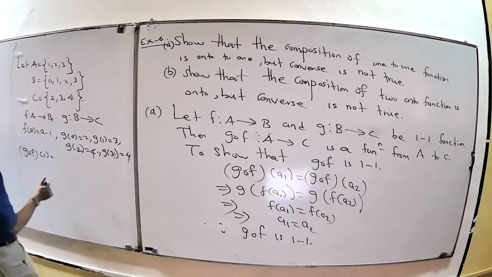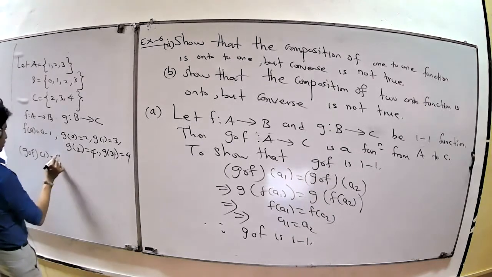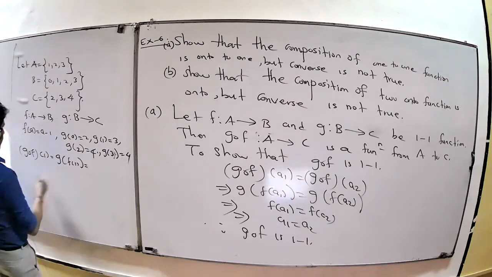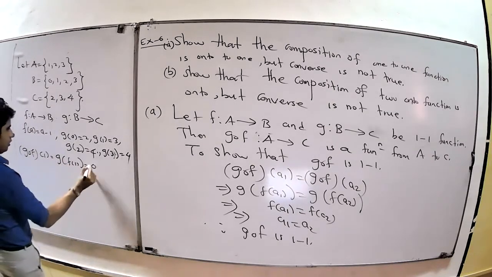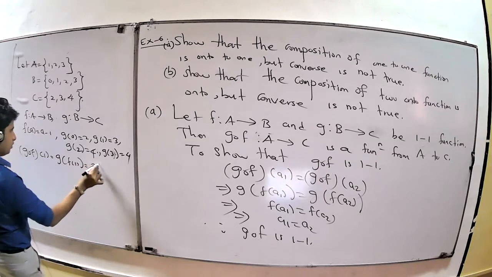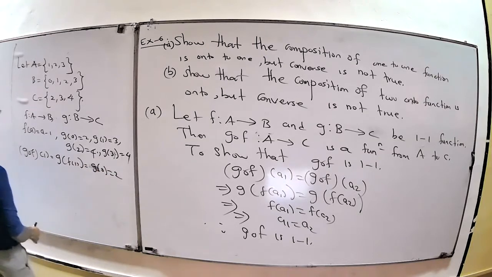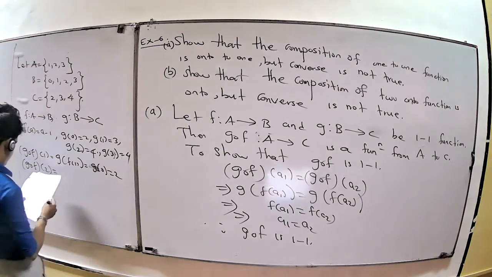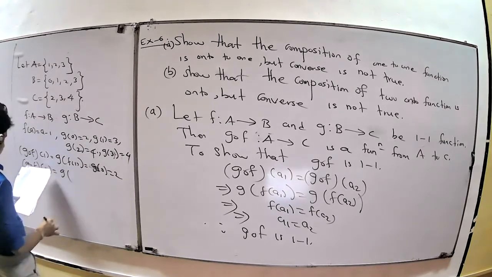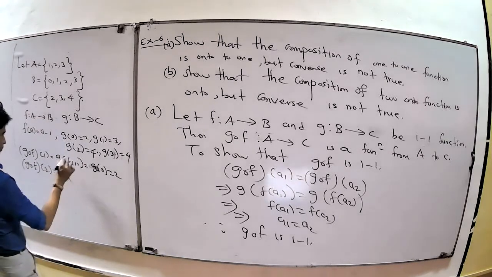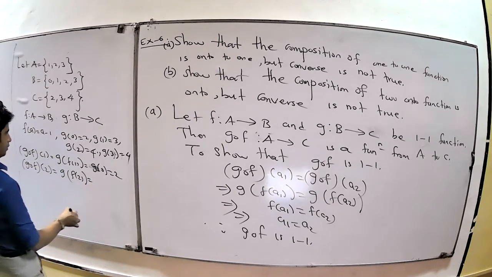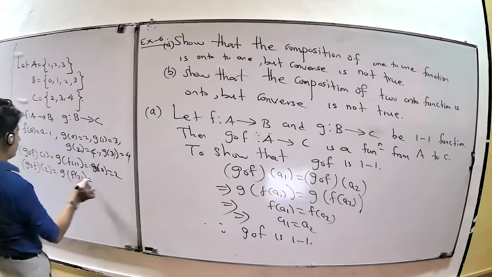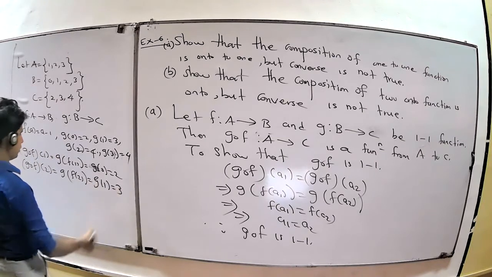What about g composition f of 1? It means g of f of 1. f of 1 means 1 minus 1, which is 0. Therefore g of 0 equals 2. Now g composition f of 2 means g of f of 2. f of 2 means 2 minus 1, which is 1. Therefore g of 1 means 3.